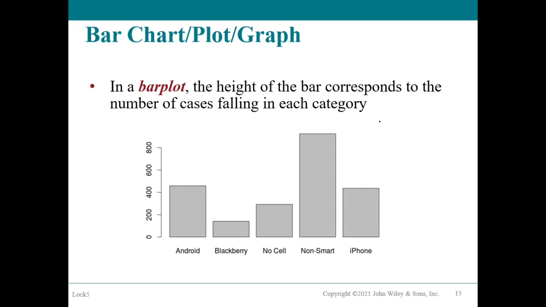So the next step is to visualize this one categorical variable. There are a few graphs, or charts, we use for one categorical variable.